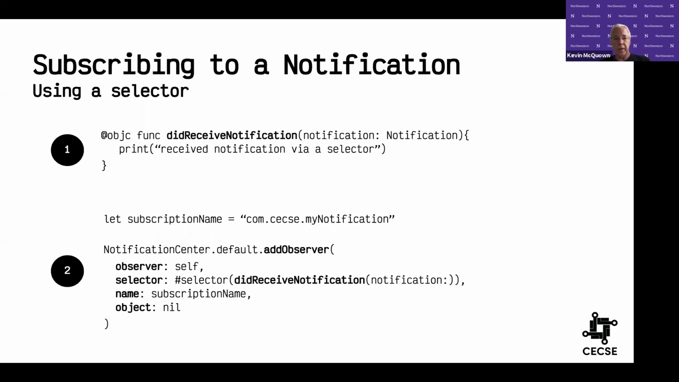So the second part of this is actually then adding the observer into the notification center, saying, hey, I'm here. So what you typically will do is you'll create a subscription name. And in this case, the name is com.cecse.mynotification. So does anybody know what I'm really doing here when I do com.this dot something else? I mean, why would I do that as a name?